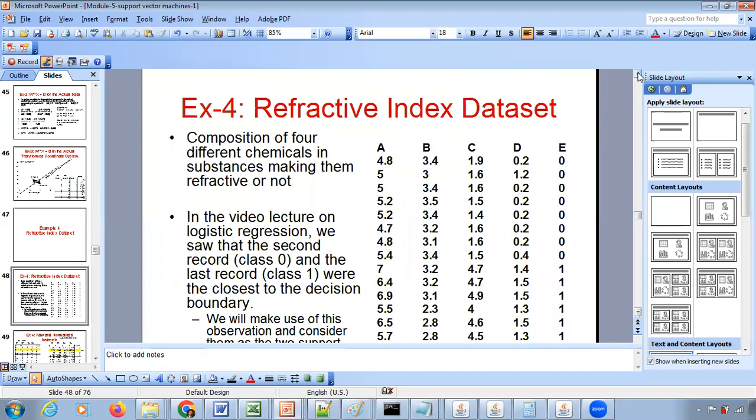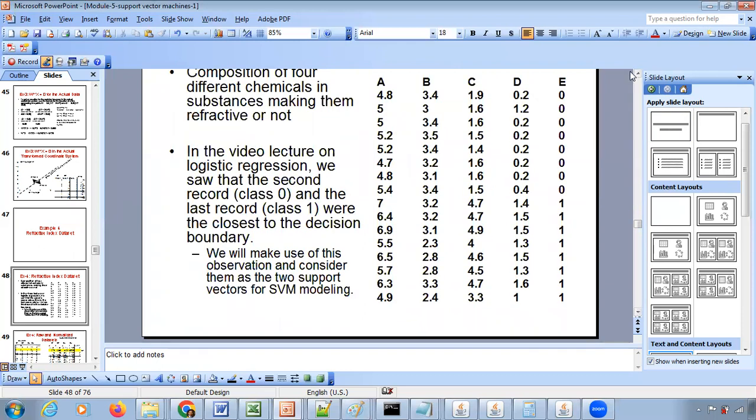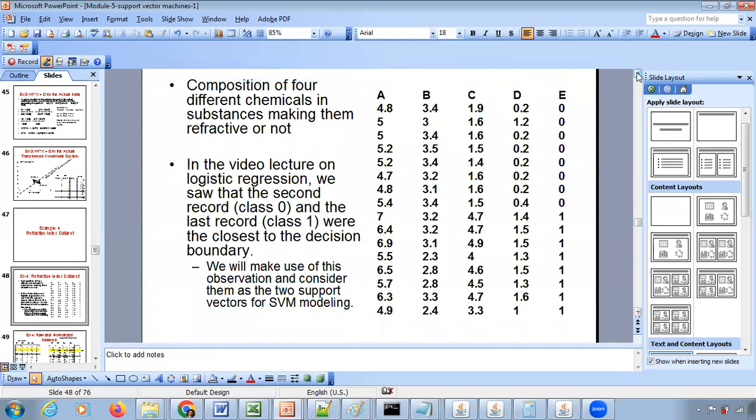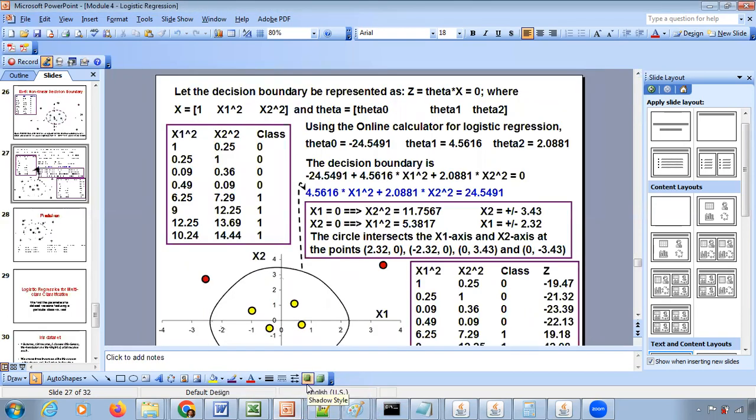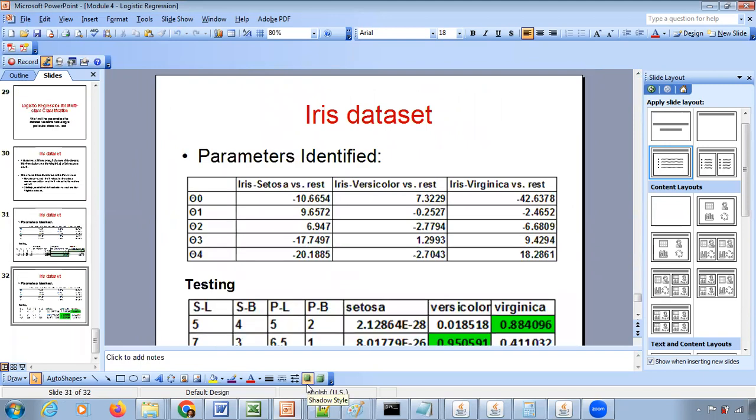So this is a four-dimension system, a refractive index data set that we also did with logistic regression. Here we have four features, and E is a class actually. Now with the four-dimensional coordinate system, it's very difficult to visualize and identify the support vectors. So the only idea I could suggest with the techniques that we know so far is to see if any other classifier was used to model this data. And we did use logistic regression to model this data.